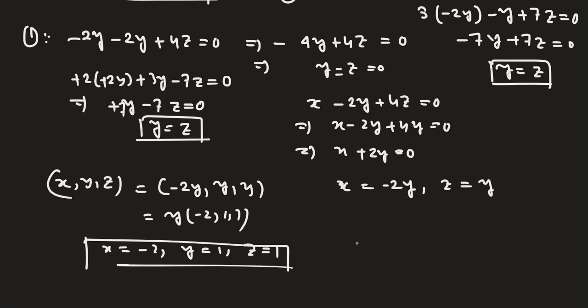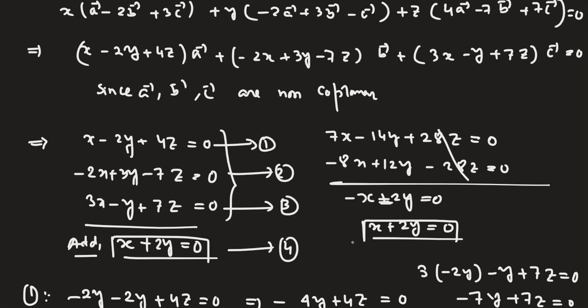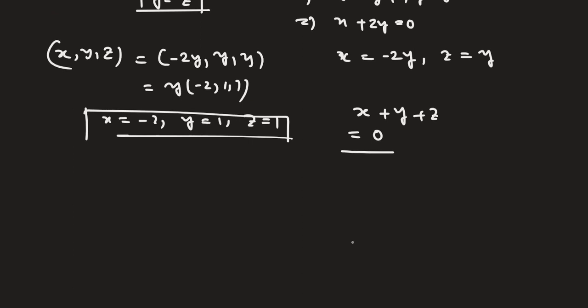So you notice that the sum of these values x plus y plus z is naturally 0. So it proves that the vectors are actually collinear vectors. Okay, now hope all of you understand this concept. Question number 4. Now next is question number 5.